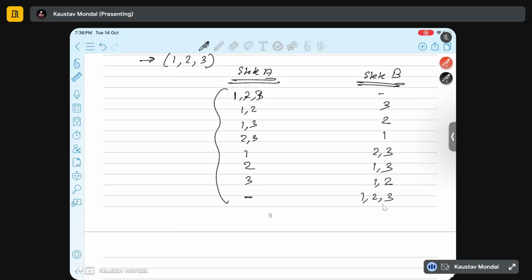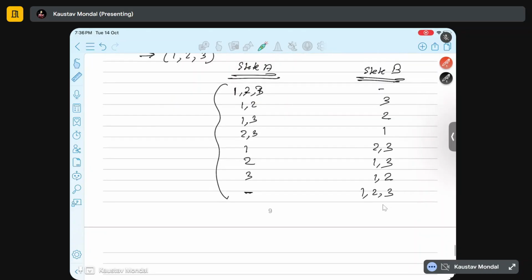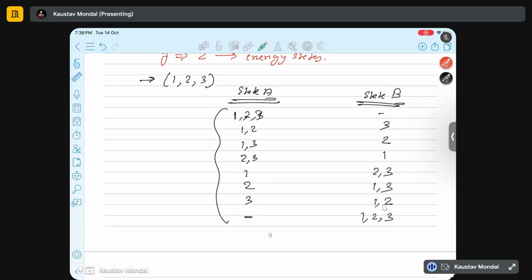So these are all the combinations that can be possible by considering the particles are classical and distinguishable, and each of the states can accommodate any number of particles. So the total number of distribution configurations: 1, 2, 3, 4, 5, 6, 7, 8. The total number of distributions is basically 8.